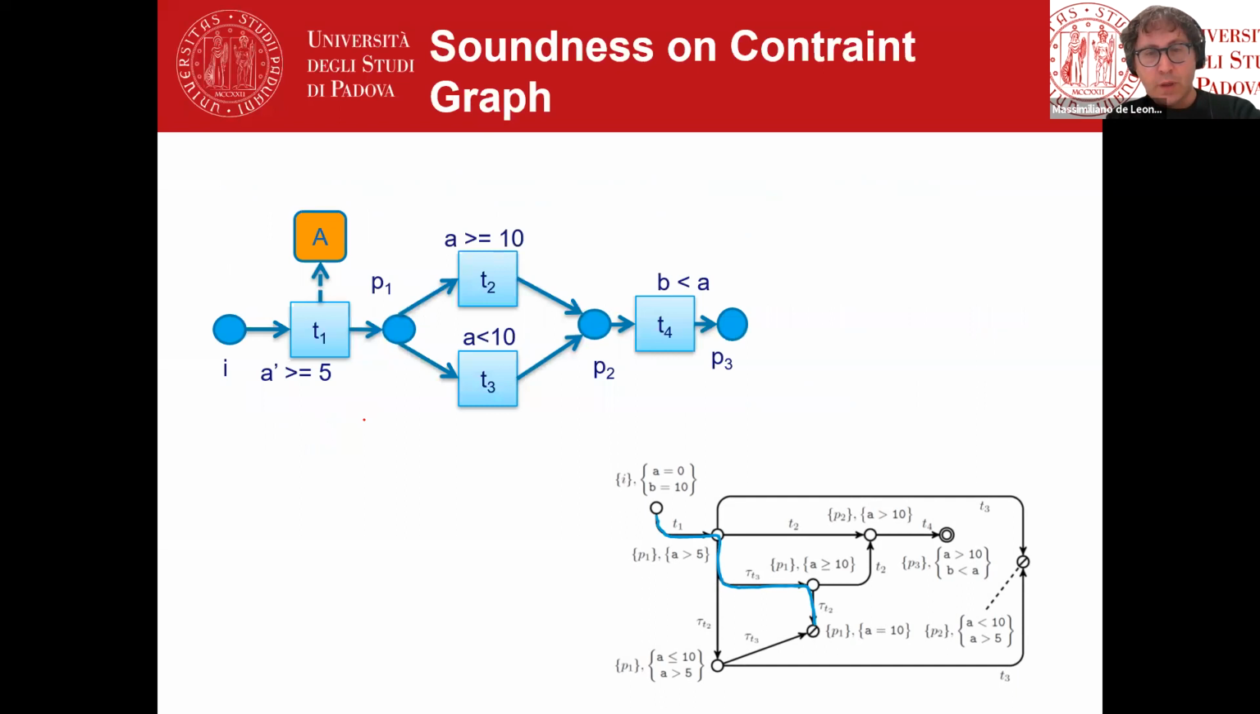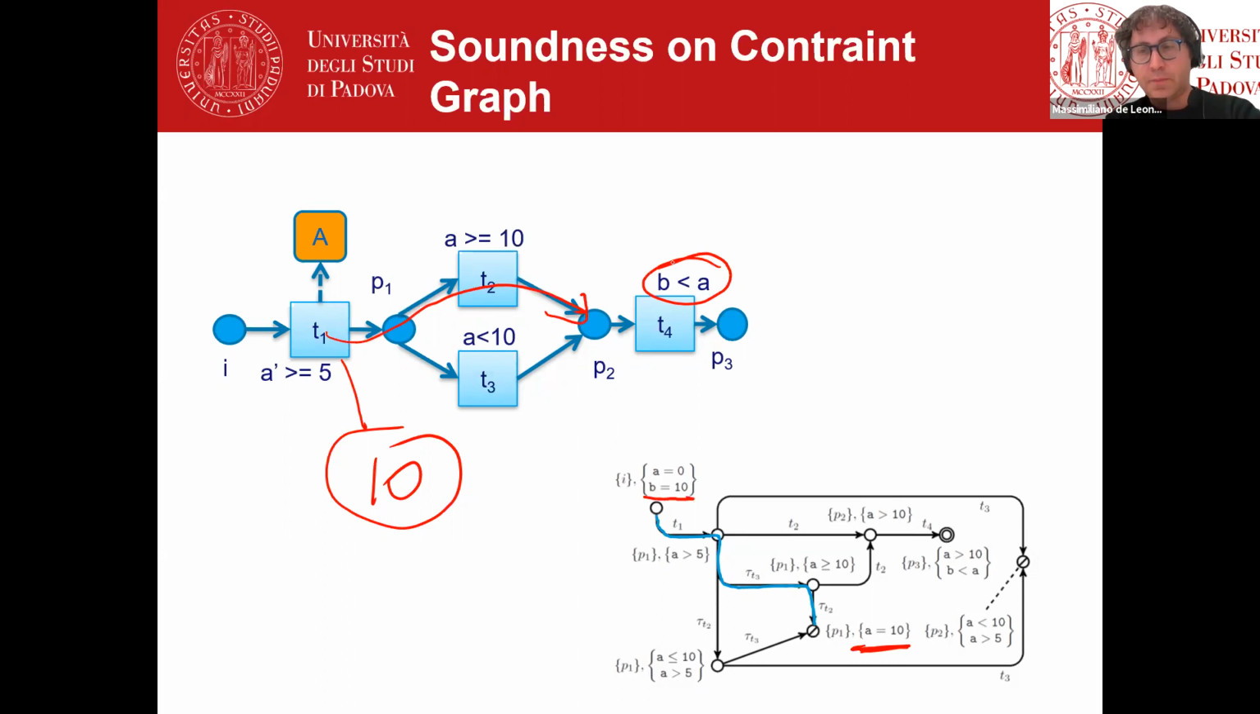Basically, it's a deadlock because I've not reached the end marking. And that's the case when A is equal to 10. Indeed, if A writes 10, then I execute this. The initial value for B was 10, so this condition doesn't hold. So basically execution stops here, it cannot progress if A writes 10. So we have reached a deadlock. As such, this data Petri net is not sound.